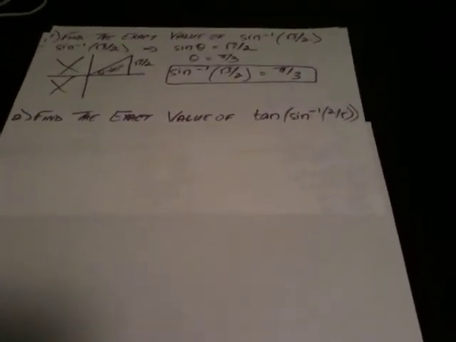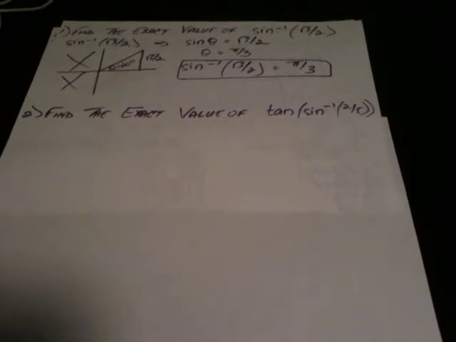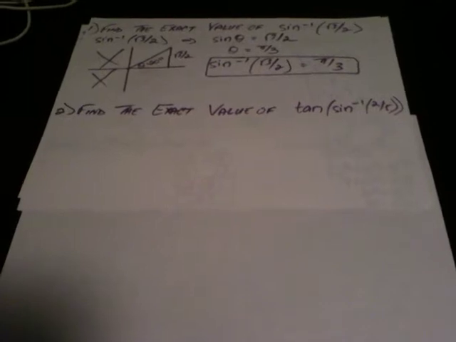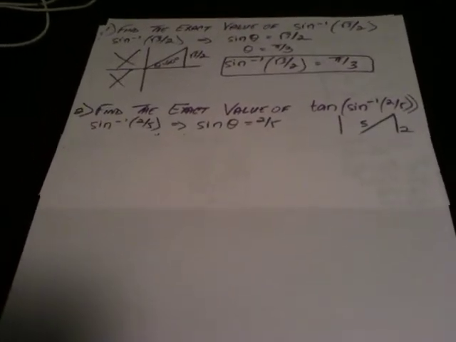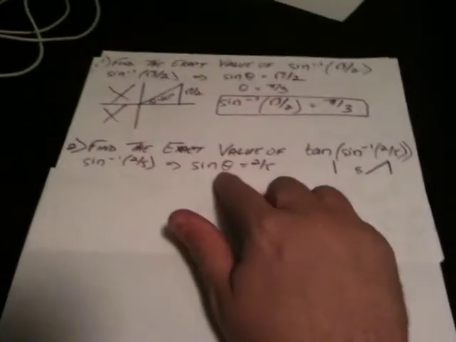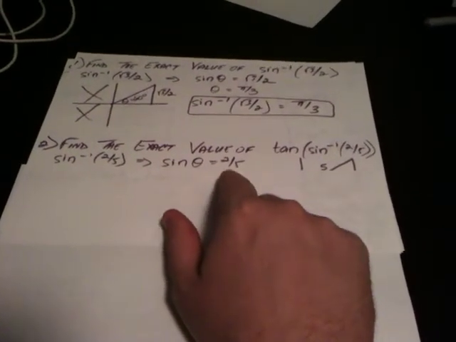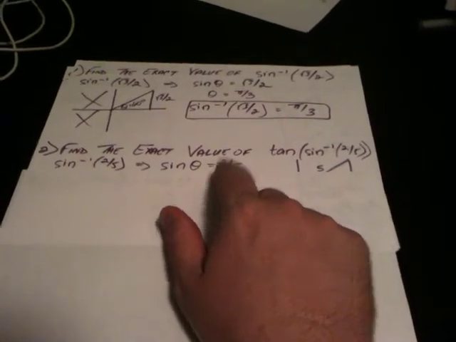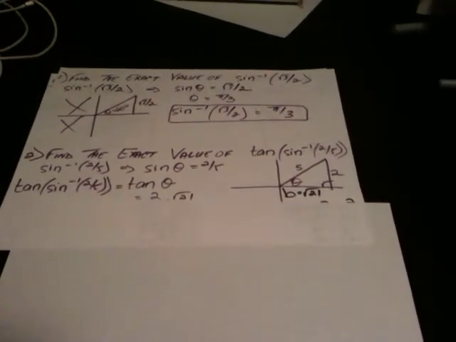So let's make this a little more complicated. I want to find the exact value of the tangent of the inverse sine of 2 over 5. Now, 2/5 is not a ratio that we're used to working with when it comes to trigonometry. So what I would first do is rewrite the inverse sine as the sine. We're looking for an angle that has a sine equal to 2/5. Well, the sine of an angle is the opposite over the hypotenuse. So let's go on over and let's draw the triangle.